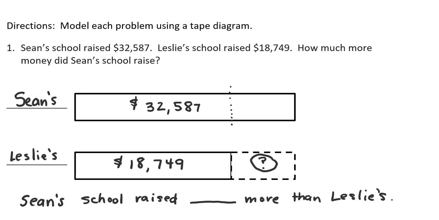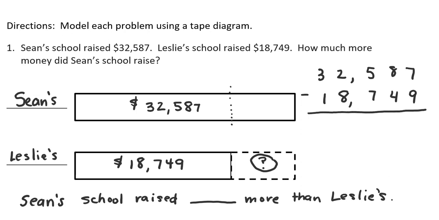So I'm going to write that subtraction problem off to the side. I'm going to give myself plenty of space when I write the numbers so I can see what I'm doing and I can read my own writing. So we'll start with 32,587, and from that we'll subtract 18,749.